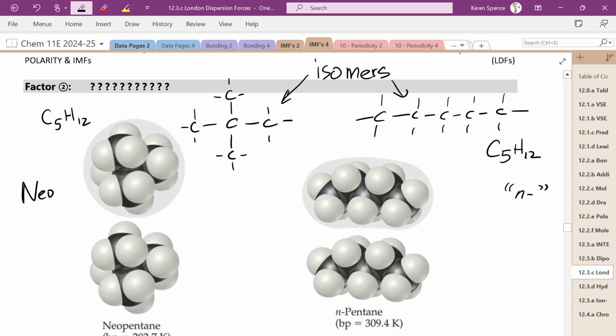Boiling point of neopentane is 282.7 Kelvin. That's why it's such a big number. And N-pentane is 309.4 Kelvin. So are the London dispersion forces the same in these two molecules that have the same number of electrons? Or are they different? Are the London dispersion forces the same strength?